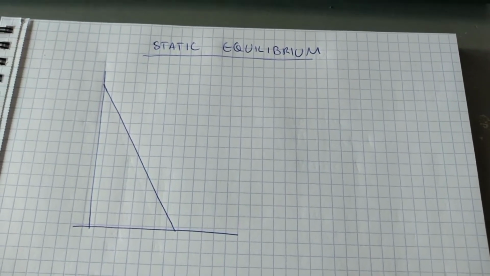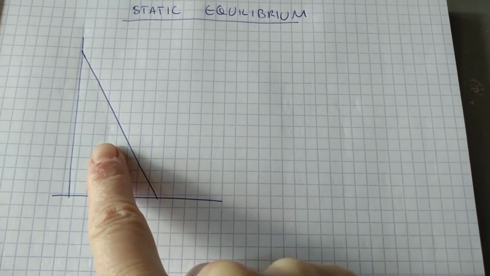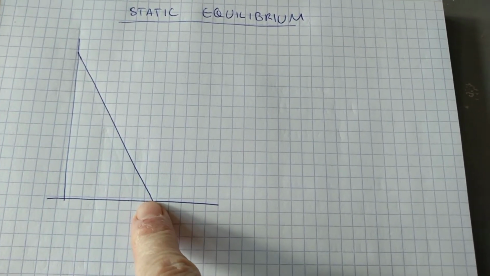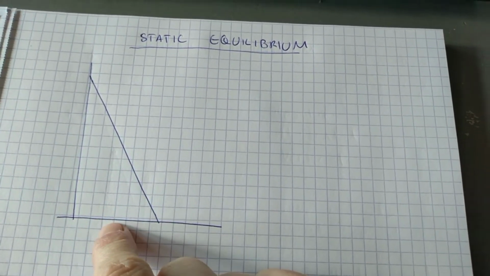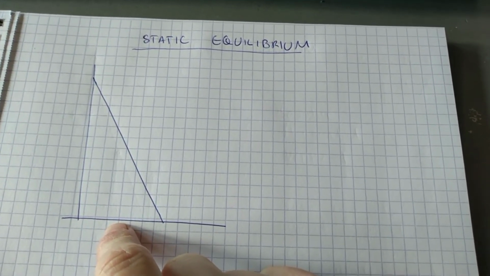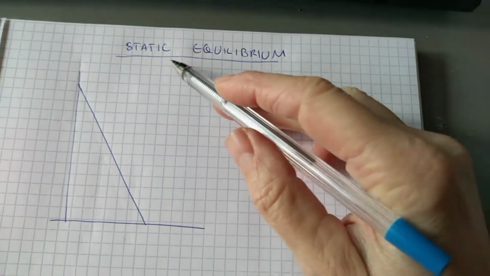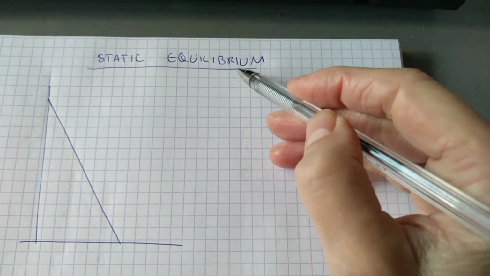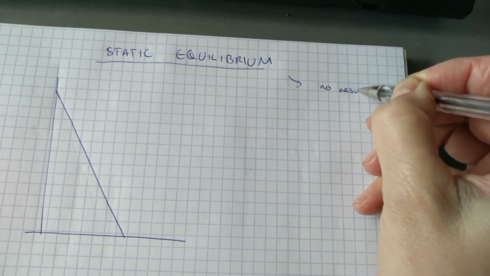So my basic diagram here, I've got a ladder leaning up against a wall and its foot on the ground, and I'm just going to go through how we put all the forces on this depending on what we've been given in the question. So static equilibrium we already know means no resultant force.